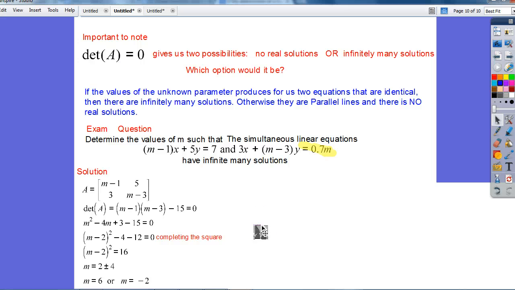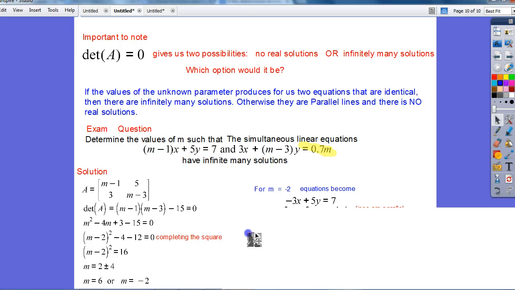Which one is going to give us the possibility of infinitely many solutions? Which one is going to give us the possibility of no real solutions? So let's try m equals -2. Then if we substitute that back into our original equations, we're going to see that we have two lines that are in fact parallel. Same gradients. When we add the x terms to the other side, divide by 5, we're going to end up with the same gradient. But the y-intercept is going to be different.